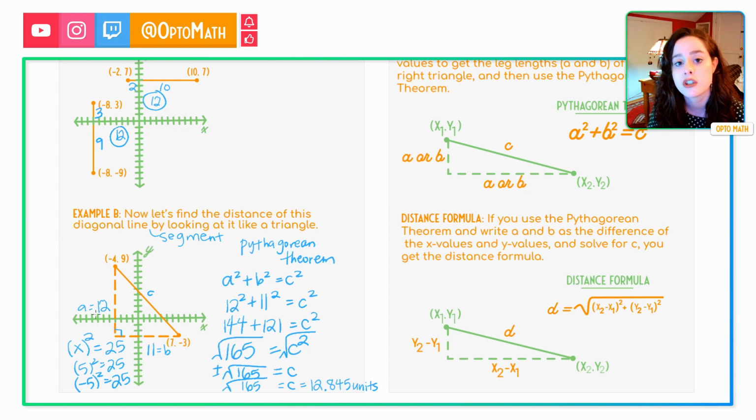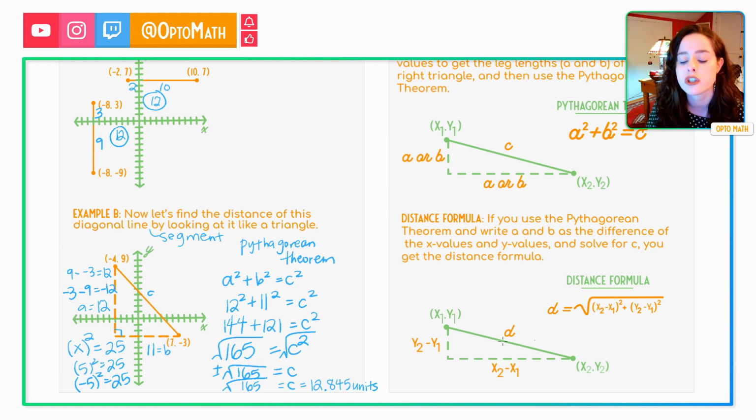But you don't have to do it that way. Another way is just subtracting those values. So you could do 9 minus negative 3, which is 12, because 9 plus 3 is the same thing as 9 minus negative 3. Or you could have gone the other way, negative 3 minus 9. Now, we know this is negative 12, but it's going to be distance, so it's going to end up positive. Now let's see how it ends up positive in our distance formula.